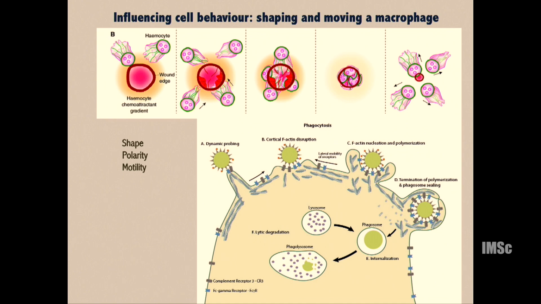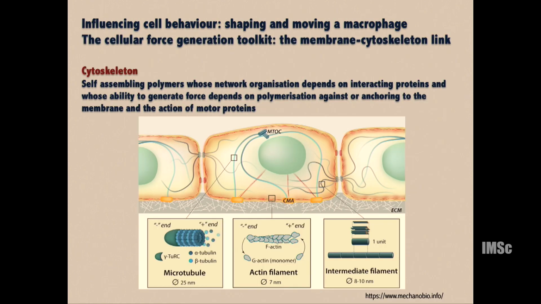Neutrophils, as I said, are single cells that are migrating. They're not sticking to another cell when they're moving. So focusing on single cells. And the cytoskeleton, just a brief introduction, is a collection of self-assembling polymers, whether you think of actin or microtubules or intermediate filaments. Their network organization depends on interacting proteins. And as I already said, their ability to generate force depends on polymerization, or for that matter, depolymerization against a barrier like the membrane, or by anchoring them to the membrane.